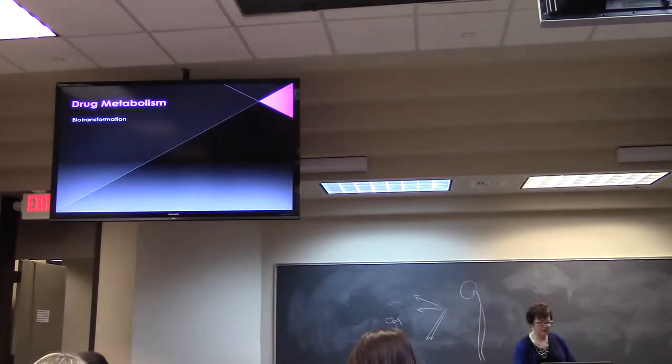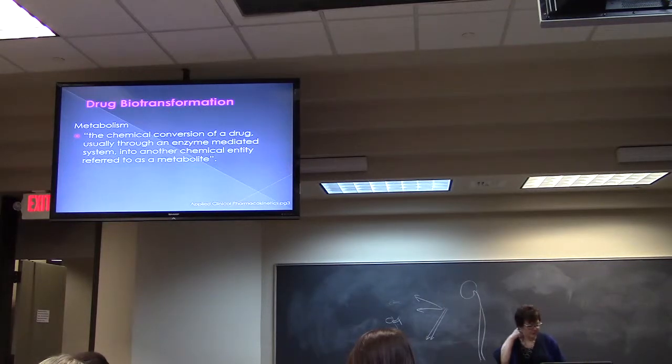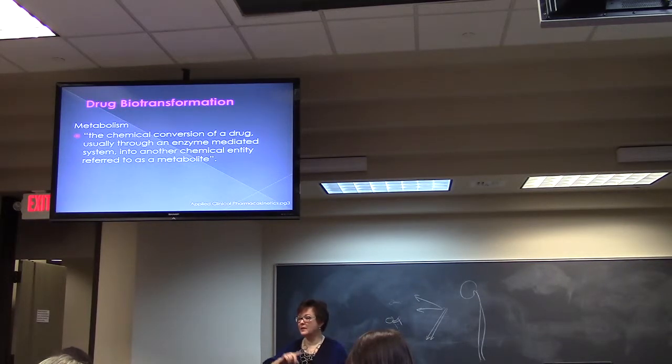So let's talk about the metabolism or biotransformation part. Metabolism is the chemical conversion of a drug, usually through an enzyme-mediated system, into another chemical entity, and we call that chemical entity the metabolite. We call the drug that we give the parent drug. We call what it is changed into, usually by the liver, but it can be by other organs, the metabolite.